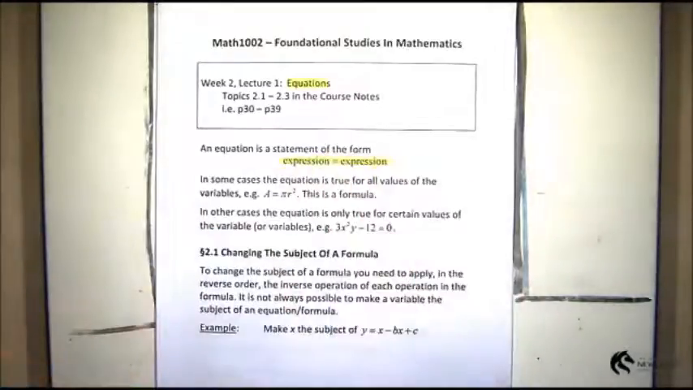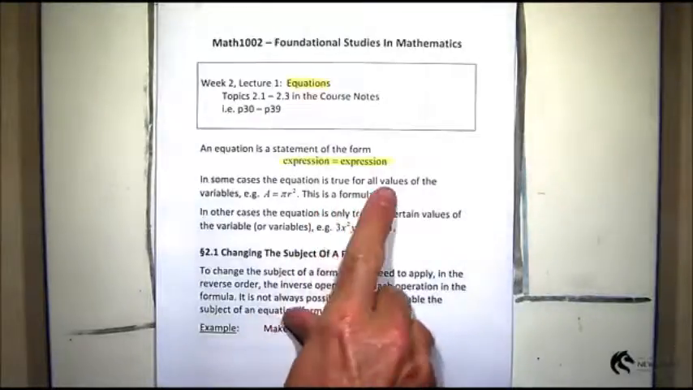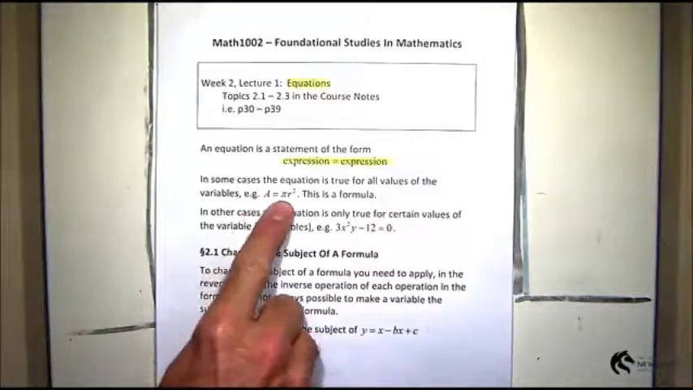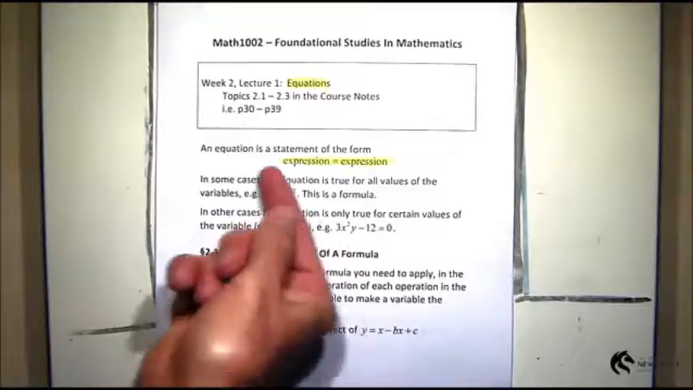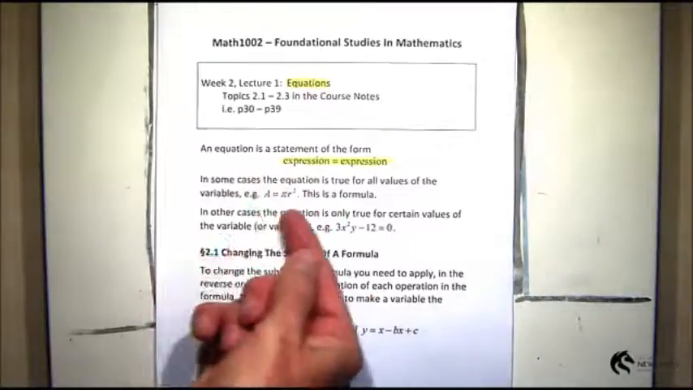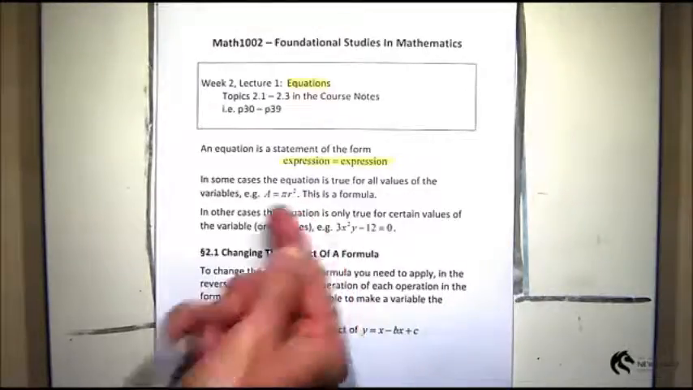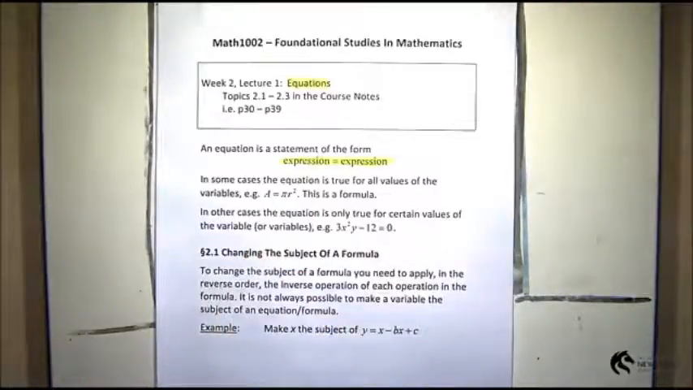And the notes try to differentiate between a formula and just an equation. It says a formula is true for all values of the variable. So it says here, A, the area of a circle is pi r squared. So that's always true. So that is a formula only in the sense that we are thinking of circles when we see that. All right? So if we're saying this is referring to circles, then that's always true. That equation represents a formula.